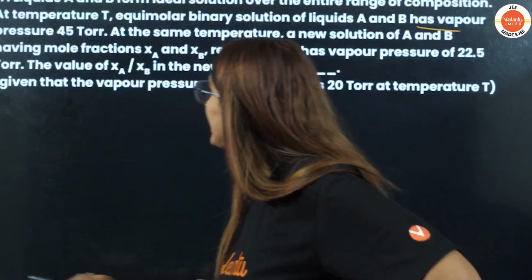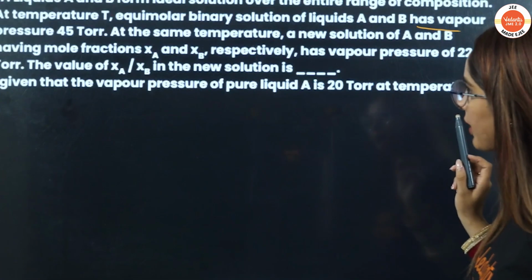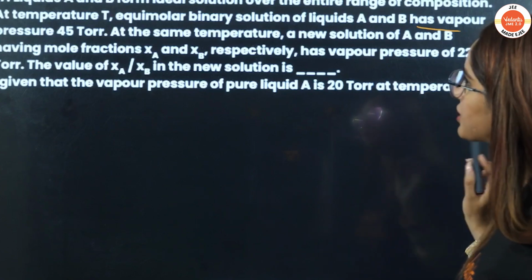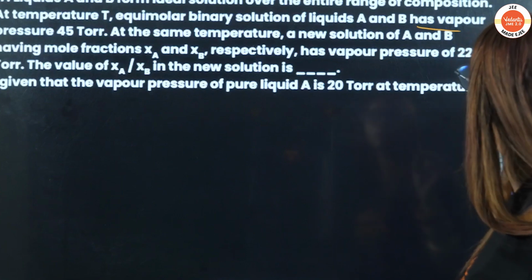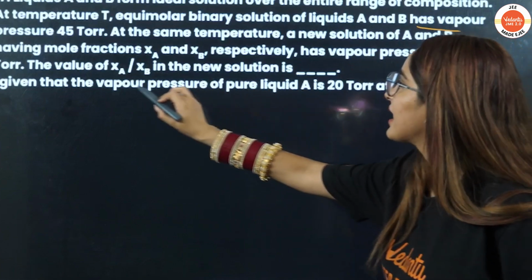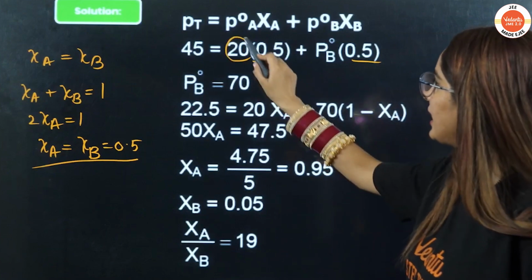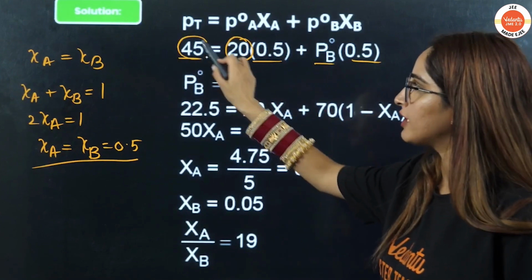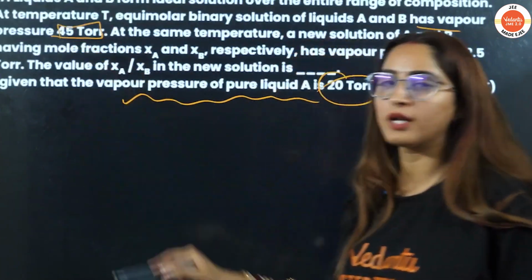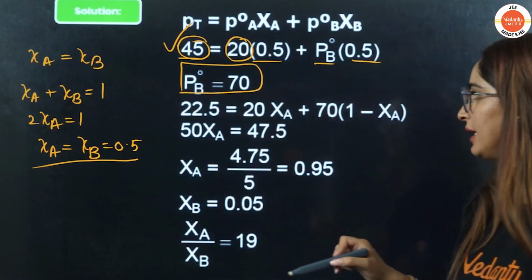Now they have given 20, right? The vapor pressure of pure liquid A is given to be 20, they have given this in the bracket. From here you can calculate the pure vapor pressure of B. The total is 45, already given to you in the question. So from here you can calculate the pure vapor pressure of B, right?